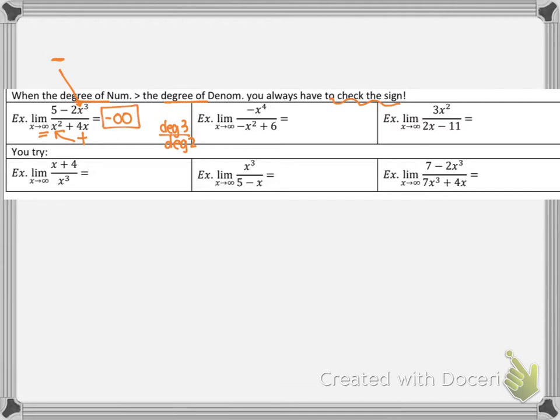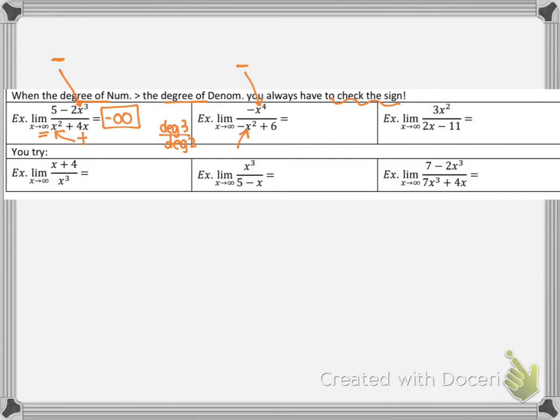Okay, next one. Bigger on top, so it's going to be infinity. BOTI, bigger on top, infinity, but we have to check the sign. Again, think about plugging a big number in here. Now remember PEMDAS. You're going to do your exponent first, then multiply by that negative sign. So when you do the exponent first, it stays positive. When you multiply by a negative, you get a negative.